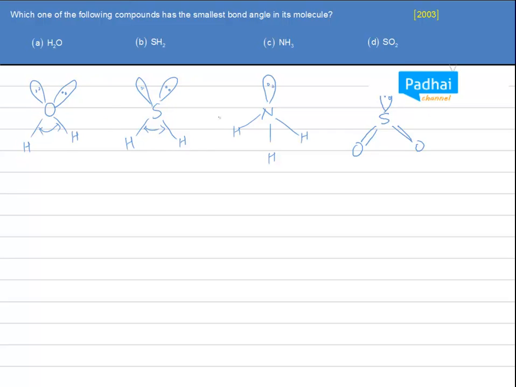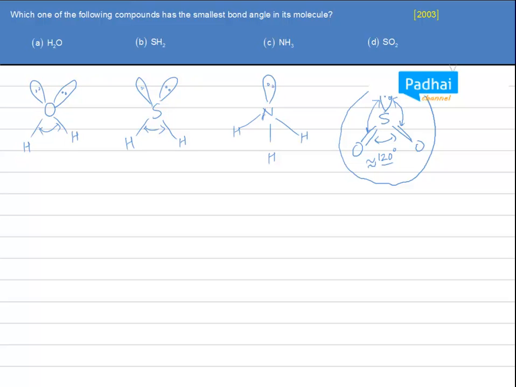Now, out of these, which is having the smallest bond angle? First of all, SO2 will be having the highest bond angle, right? Because the number of bonds or the number of divisions, there are 3. So this is having a triangular planar structure, right? So their bond angle will be approximately equal to 120 degrees, because the entire angle is 360. So 360 by 3, that will be approximately or less than 120, right? But these will be having some different angles, right? Now let us see how.